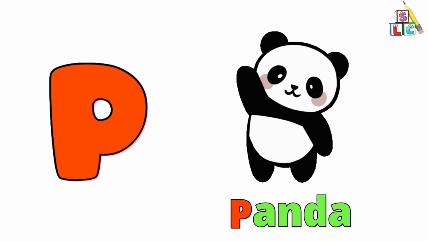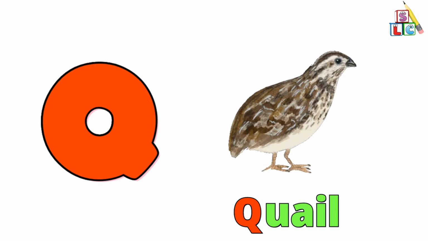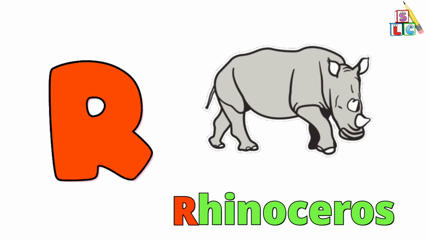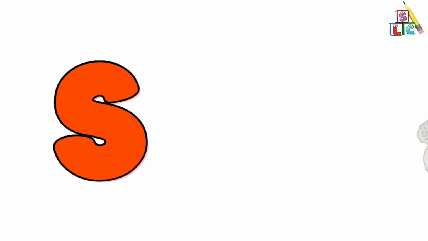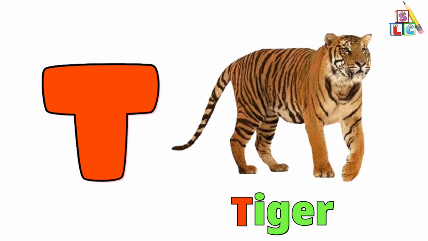P. P for panda. Q. Q for quail. R. R for rhinoceros. S. S for snake. T. T for tiger.